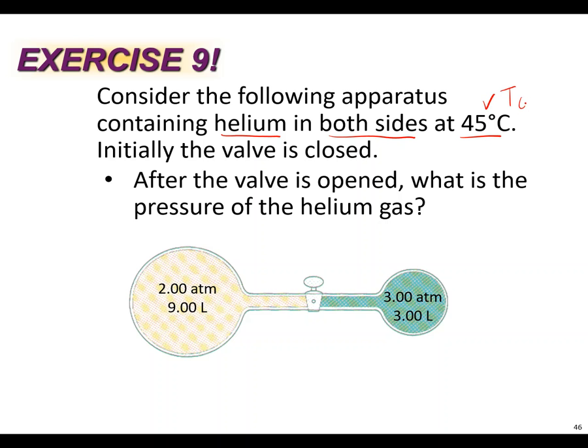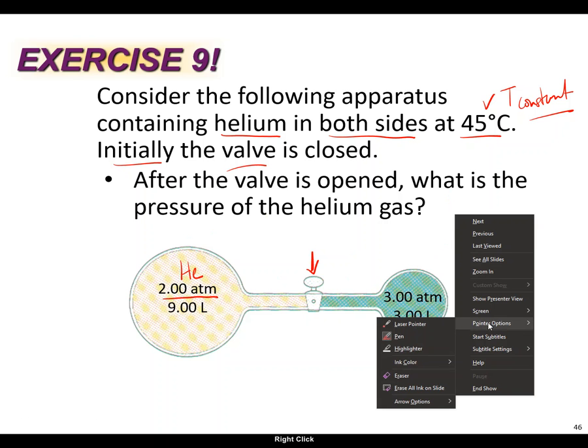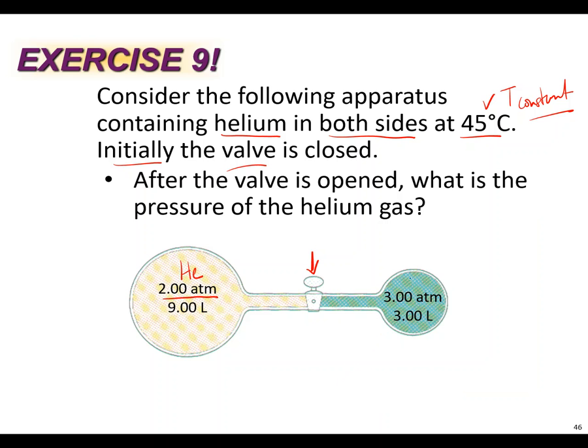So temperature's constant, that's good. Initially the valve is closed, and it tells us the helium over here is 2 atm, 9 liters. Here's our switch. That's going to open when the valve is open, then the two sides of the helium are going to be able to mix. So we're going to do the one side as the red helium, and we'll make this side the blue helium.